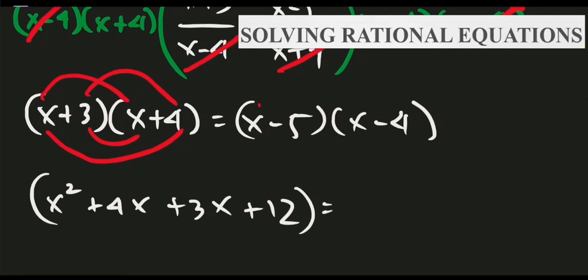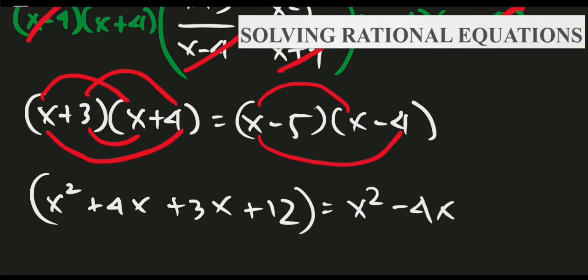So that is equals to the right hand side. We have x times x, that is another x squared. We have x times negative 4, that is minus 4x. Also we have negative 5 times x, we have minus 5x. And for our last term, we have negative 5 times negative 4, which is a positive number 20. So let's combine those like terms or similar terms for this given problem and let's simplify.